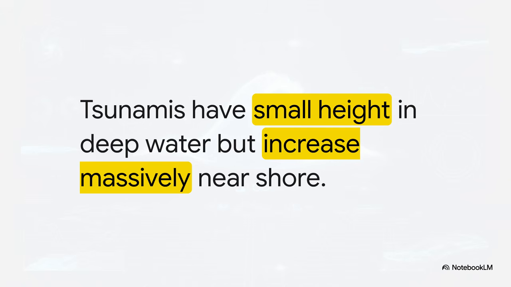Tsunamis hide as incredibly small waves in deep water. Out in the open ocean, the height-to-length ratio is so tiny, a ship might not even notice a tsunami passing rapidly underneath it. But the moment that massive wavelength hits the shallow coastal shelf, all that 720 km/h speed is instantly converted into devastating, terrifying vertical height.